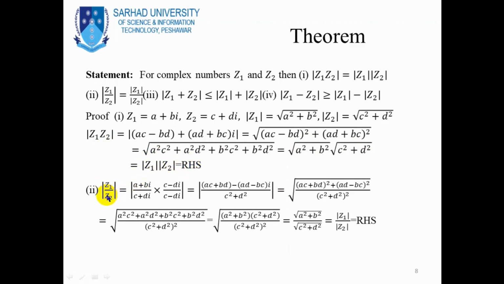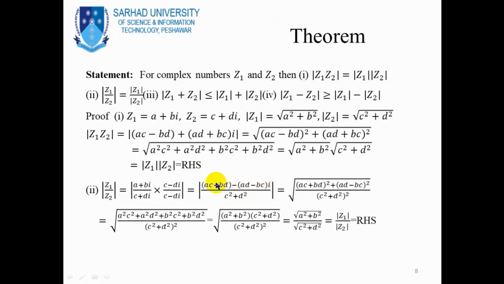Now the magnitude of z1 divided by z2. First of all, divide these two complex numbers, a plus iota b divided by c plus iota d. For the division, we multiply by the conjugate of the denominator, c minus iota d divided by c minus iota d. After multiplication of these two complex numbers, we obtain ac plus bd minus ad minus bc into iota, divided by c square plus d square.